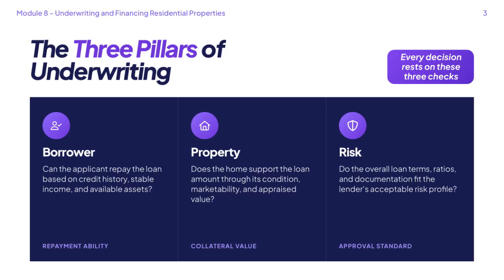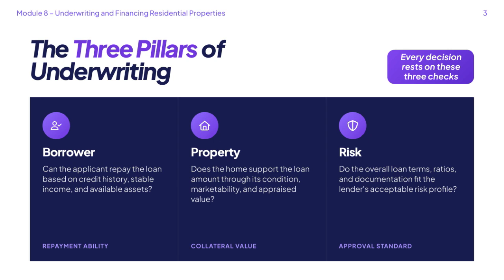When we talk about underwriting, it's essential to understand the three main pillars that every decision is based on. The first pillar is the borrower, which focuses on whether the applicant can repay the loan. Here, we look closely at their credit history, stable income, and available assets to determine their repayment ability. The second pillar is the property itself. This evaluates whether the home supports the loan amount by considering its condition, how marketable it is, and its appraised value. This is what we call the collateral value.